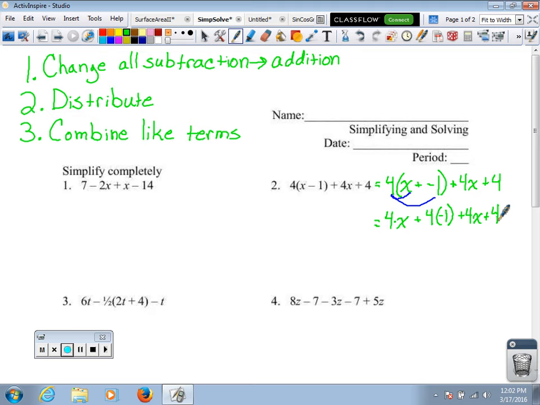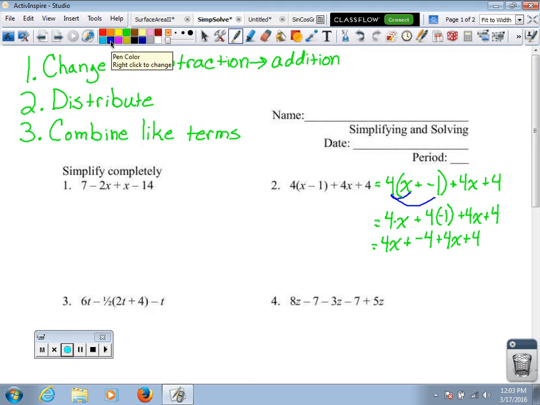Now, we can clean it up a little bit. Instead of 4 times x, we can just say 4x. And instead of 4 times negative 1, we can just say negative 4. And we still haven't done anything with plus 4x or plus 4, so we'll bring both of those down as well. Now, we want to look at combining like terms. We've changed all subtraction to addition. We've distributed. Time to combine some like terms.